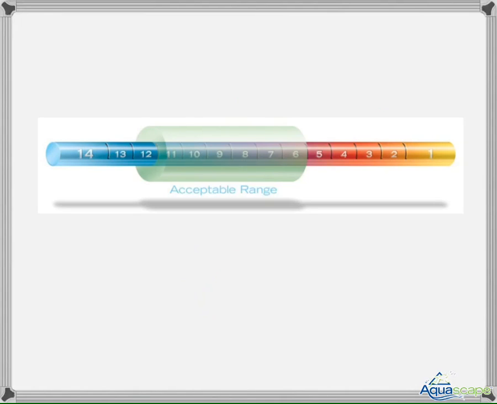pH is measured on a numbered scale of 1 to 14. A pH of 7 is considered neutral. This means that the hydrogen and hydroxyl ions are in complete balance. Numbers above 7 are called basic, or mistakenly alkaline and hard. Now numbers below 7 are termed acidic.